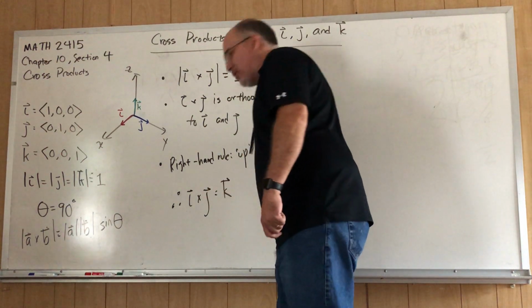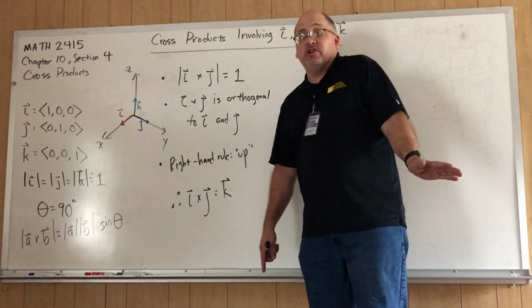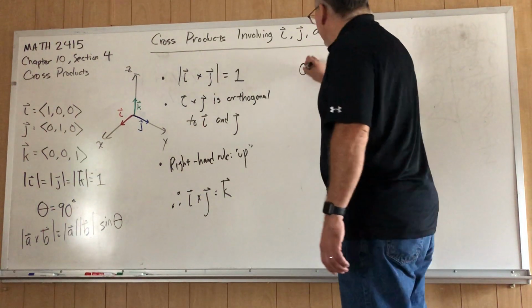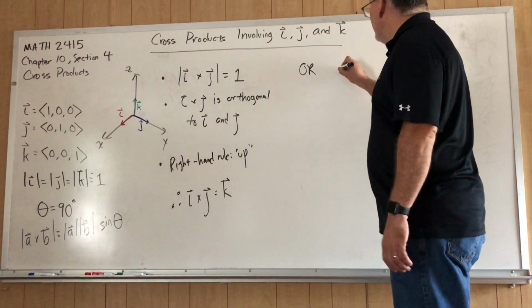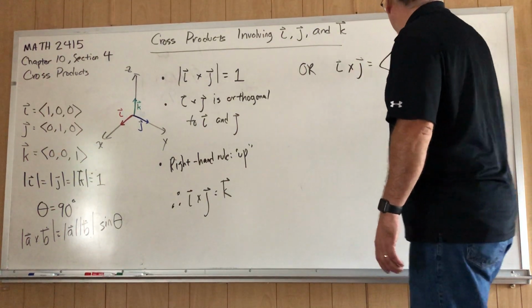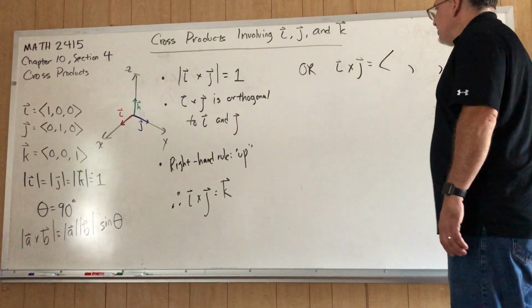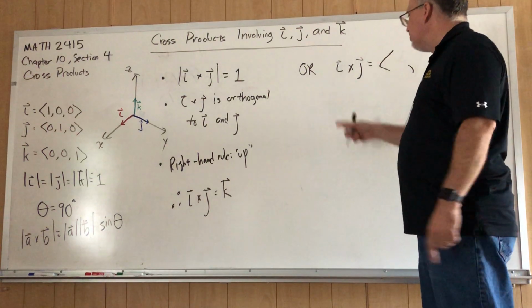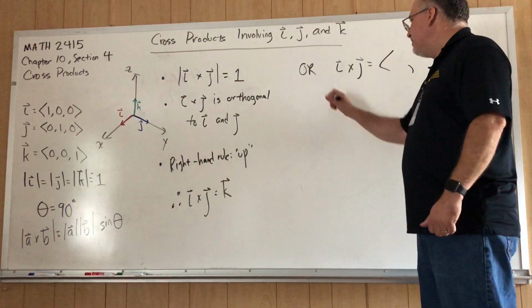Now that's a theoretical approach to justify that i cross j is equal to k. If you wanted to take the numerical approach, then you would just set up the cross product, i cross j is equal to. Now remember in class I showed you one way to do the cross product is to write the components of the two vectors on top of each other.